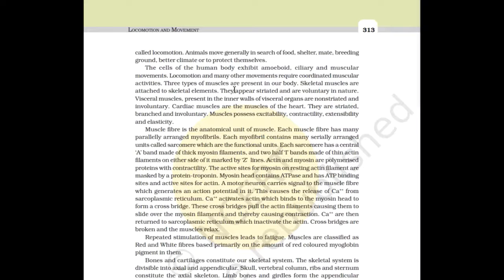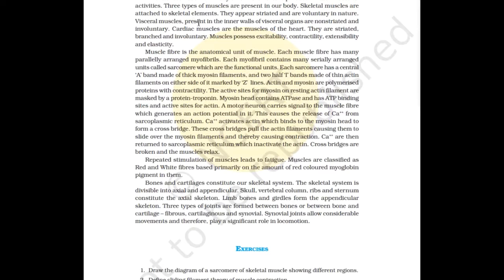The cells of the human body exhibit amoeboid, ciliary, and muscular movement. Locomotion and many other movements require coordinated muscular activities. Three types of muscles are present in our body. Skeletal muscles are attached to skeletal elements. They appear striated and are voluntary in nature. Visceral muscles present in the inner wall of visceral organs are non-striated and involuntary. Cardiac muscles are the muscles of the heart. They are striated, branched, and involuntary.